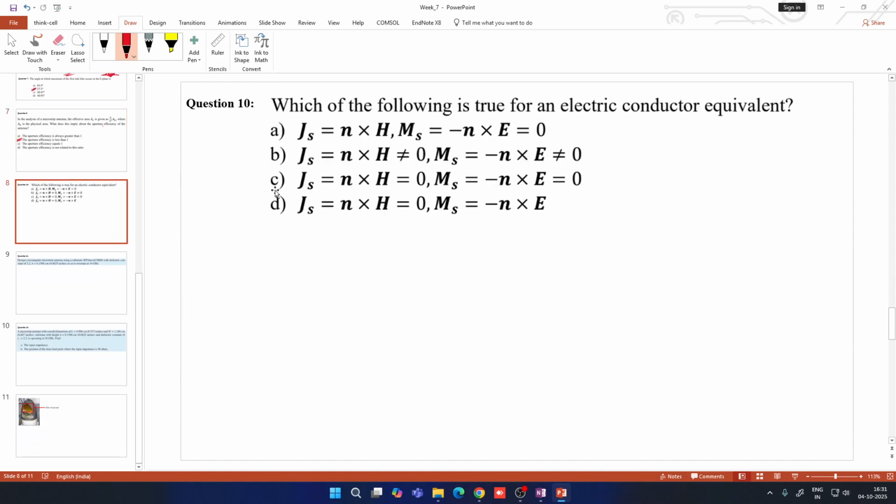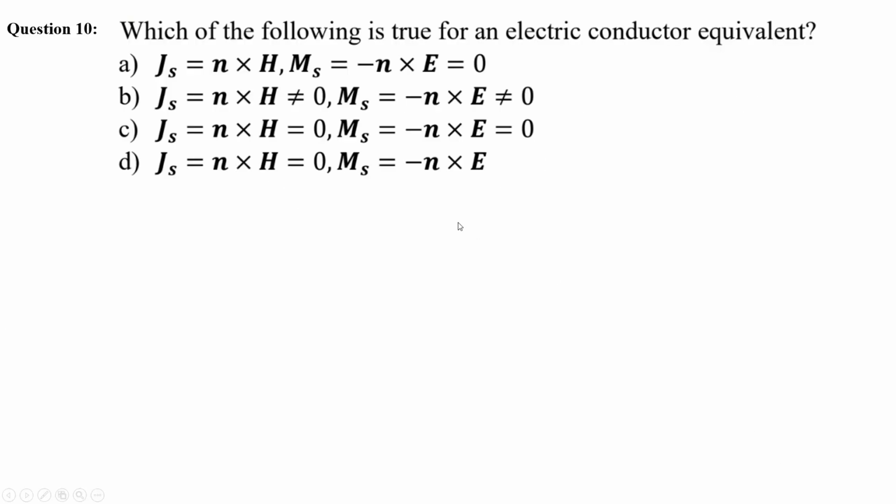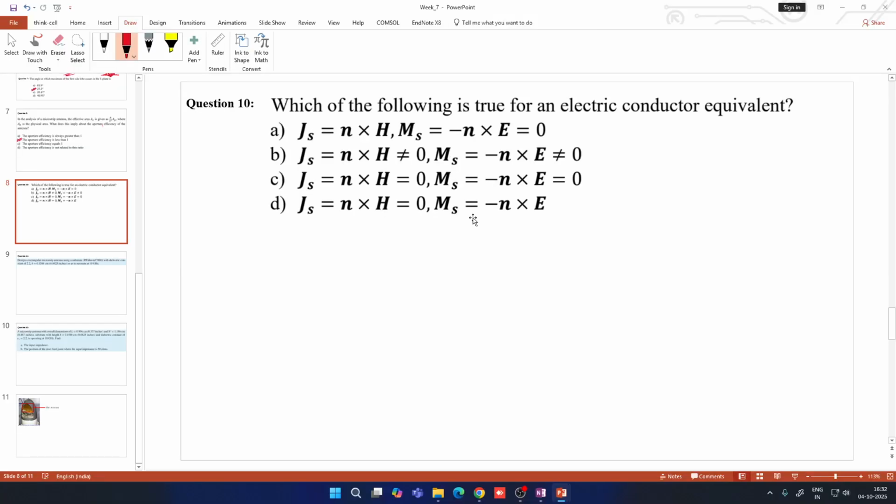Now we will move on to question number 10. Which of the following is true for an electric conductor equivalent? Here electric current and magnetic current densities are given, and we have to tell which is the correct option for an electric conductor equivalent.